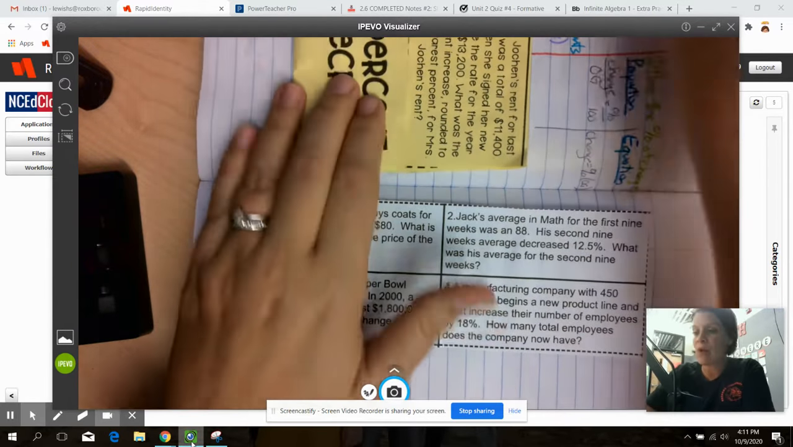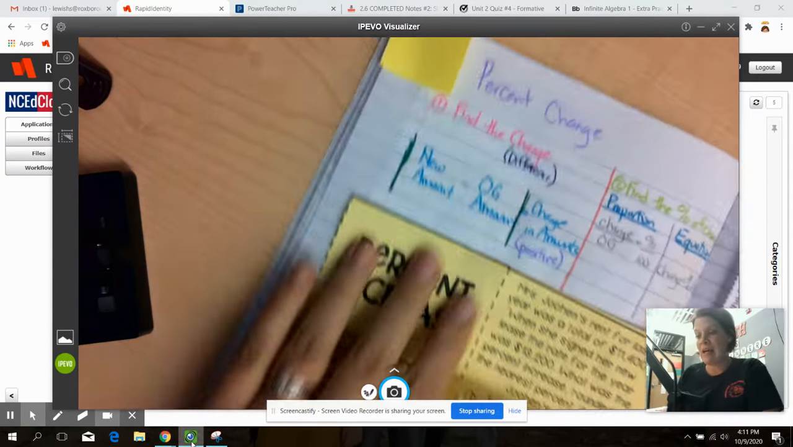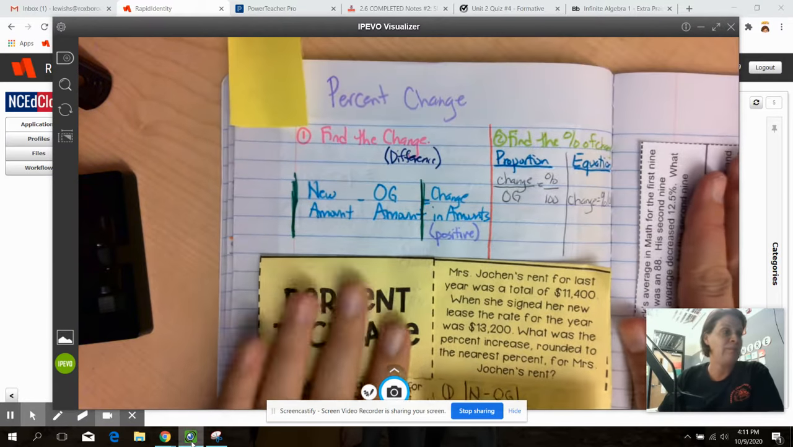So what we're going to do tomorrow is we are going to work on these 4 practice problems together. So you should not do them right now. What I want you to do is this page right here, and then we'll work on these together.